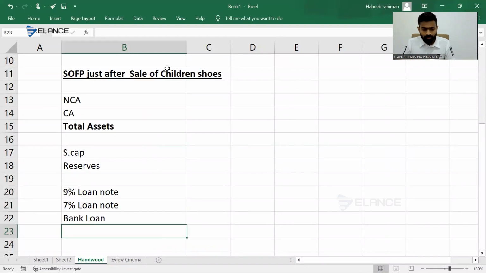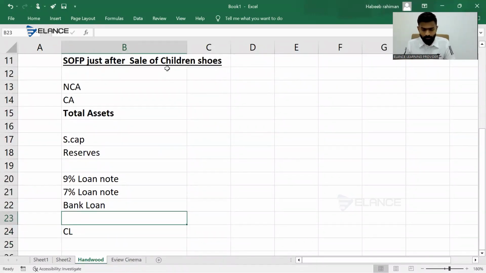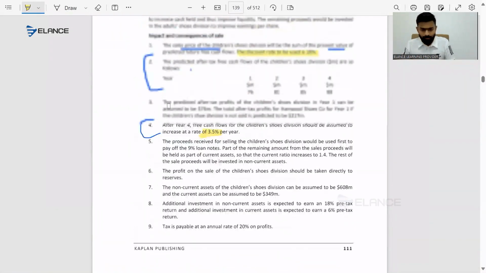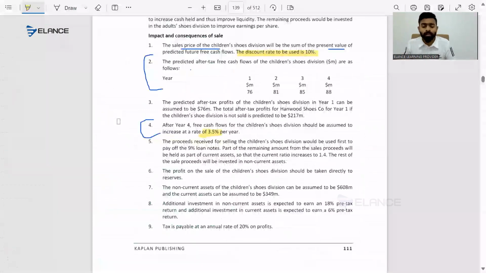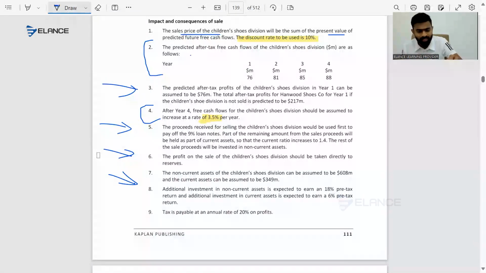Then current liabilities. Okay. After preparing this basic format, could you please read adjustment number 3, 5, 6, 7, 8 once again? I'll wait.